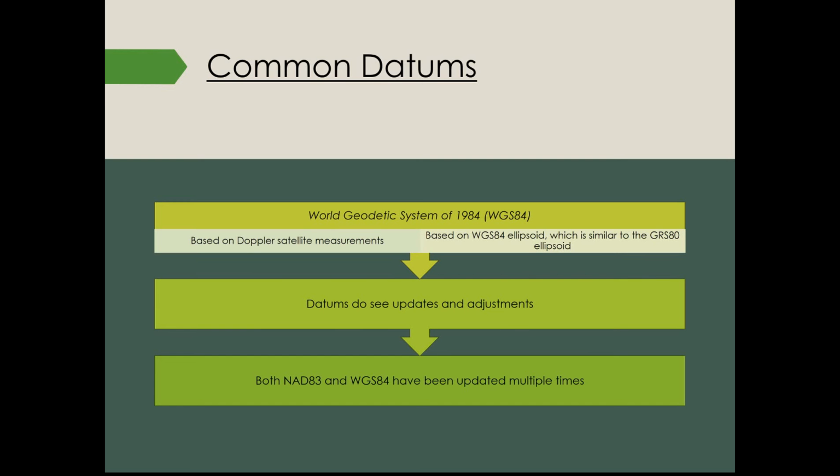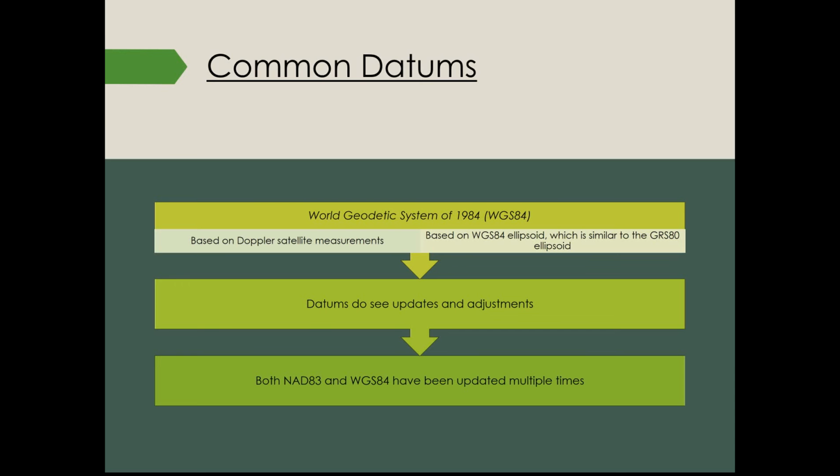The third common datum is the World Geodetic System of 1984, commonly referred to as WGS-84. WGS-84 is based on satellite measurements, and the WGS-84 ellipsoid is similar to another ellipsoid named GRS-80. The major difference between the WGS-84 ellipsoid and the NAD27 and NAD83 datums is that WGS-84 has worldwide coverage, where NAD27 and NAD83 should only be used in North America. You should also note that the WGS-84 datum is used by the GPS system to report latitudes and longitudes.